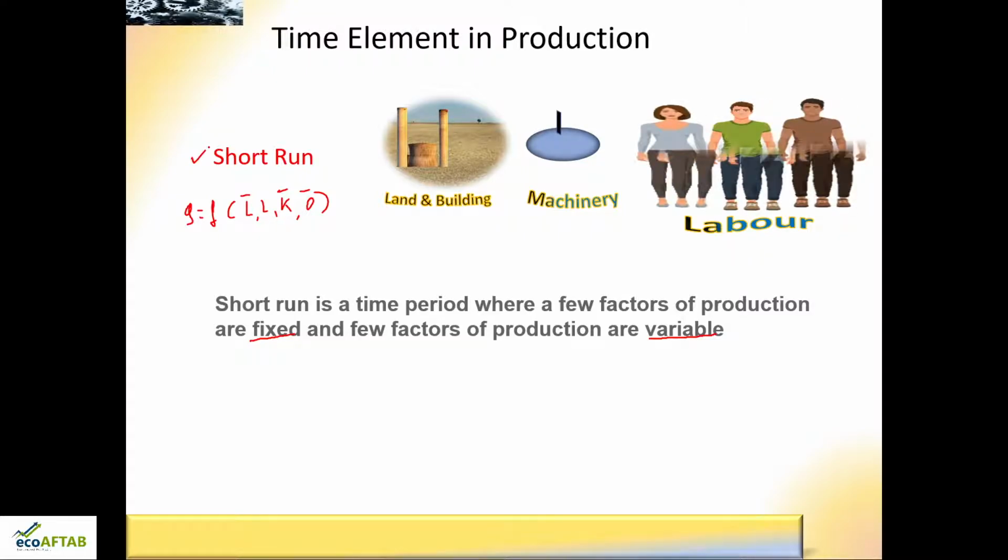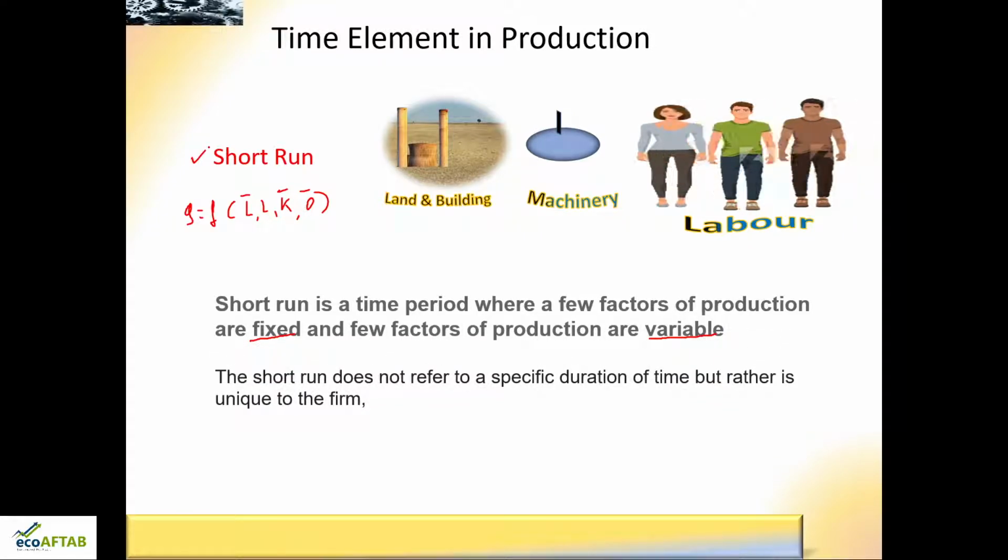So in the short run, if the firm wants to increase its output, increase its production, the only way it has is to increase the purchase of raw materials and increase the working capital and employ more number of laborers to increase the output. So one very important thing that we need to keep in mind when we speak about short run is short run does not refer to a specific duration of time.